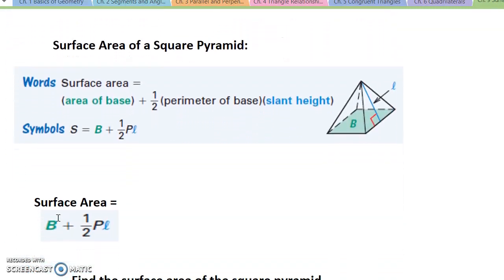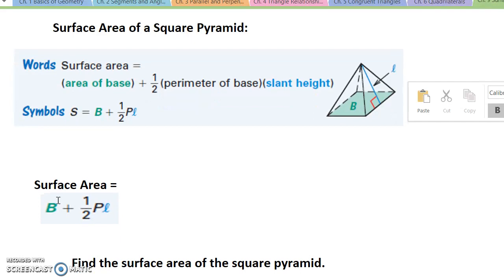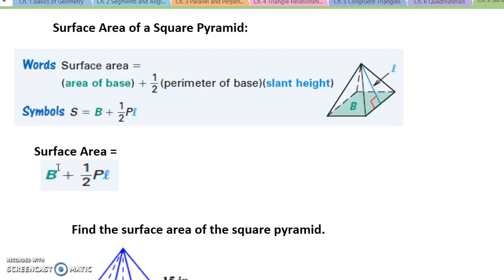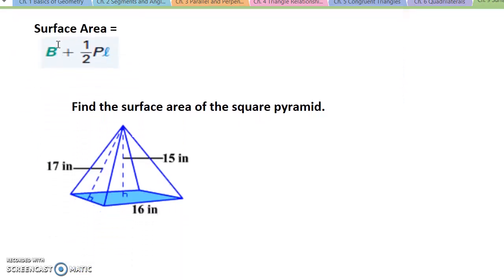All right, so here's your formula. The surface area of a pyramid is equal to the area of the base plus 1/2 times the perimeter of the base times the slant height. Notice where the slant height is located. It's on the outside of the figure. It has a good name because it's a slanted line. And they use the lowercase cursive letter L to indicate the slant height. So let's go ahead and find the surface area of this particular pyramid.